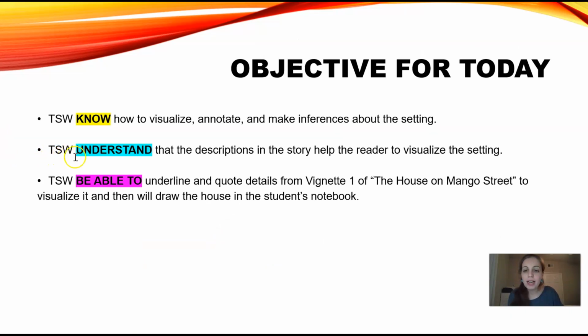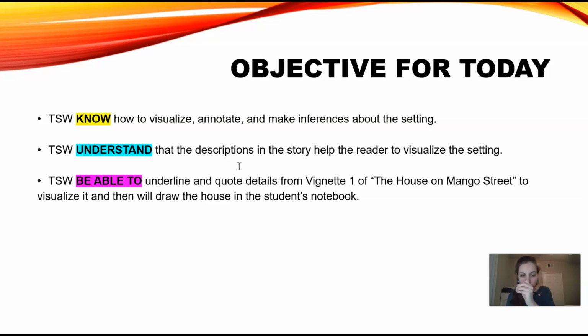Okay, the student will understand that the descriptions in the story help the reader to visualize the setting. This word, description. A description is an explanation, little by little, of a thing. If I'm describing something and explaining how this thing or this person is, this is something that we are going to do in the lesson today. We're going to pay attention to the descriptions, explanations, how the setting is, to visualize the setting, the place in our mind.